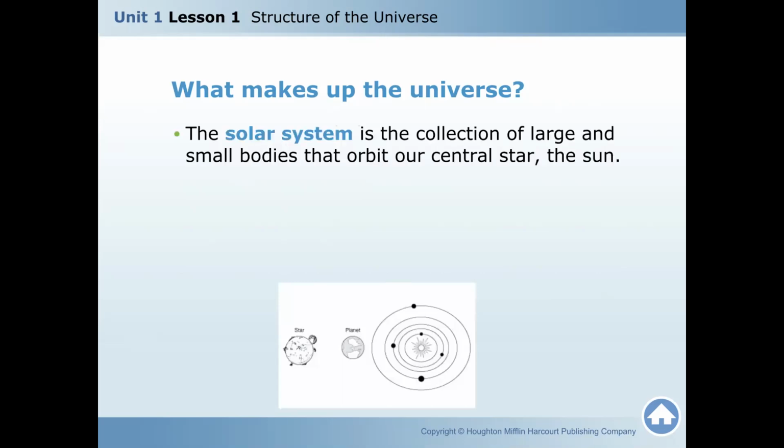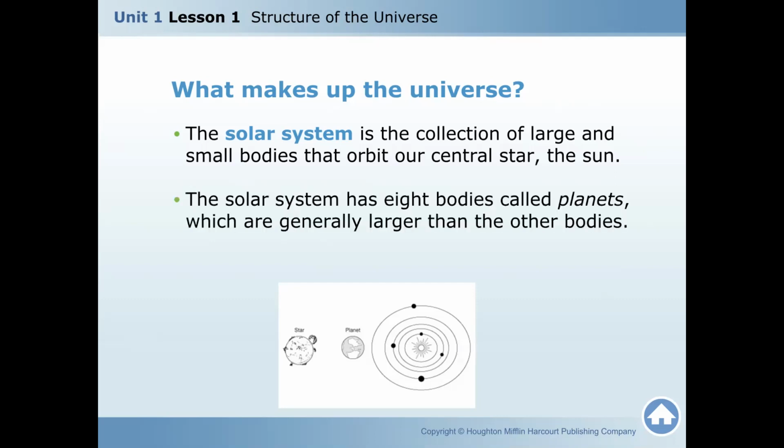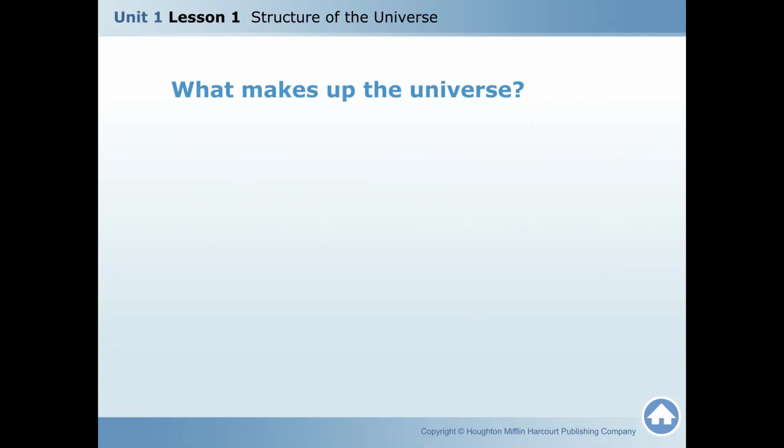The solar system is a collection of large and small bodies that orbit our central star, the sun. The solar system has 8 bodies called planets, which are generally larger than other bodies. A planet is a spherical body that orbits the sun.